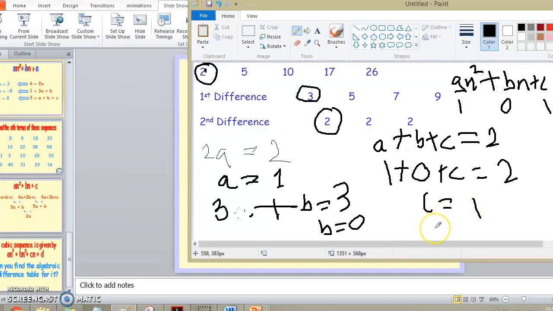So my final nth term is going to be n square. Since this term is 0, the whole term becomes 0. n square plus 1. And that is our nth term for this sequence.